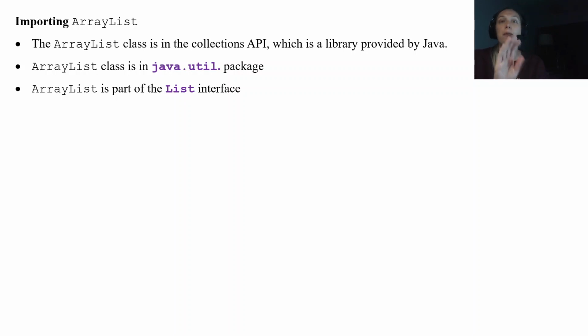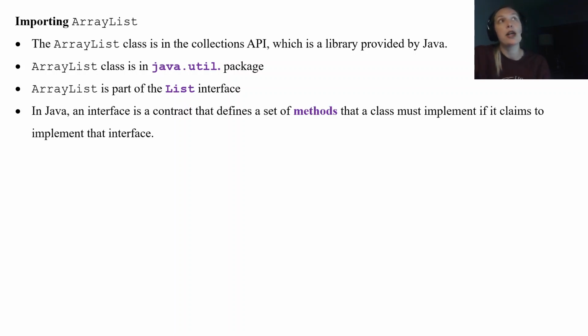Now, here's where we're going to get a little bit beyond the course. ArrayList is part of what we call the List interface, and interfaces are no longer covered on the AP CSA exam. They used to be, but they are not any longer. So here's just a brief thing about an interface that you need to know. An interface is basically like a contract that lists out a set of methods that a class must implement if it implements the interface.